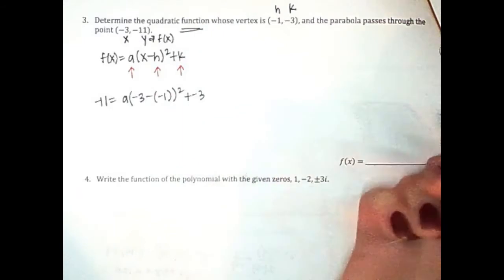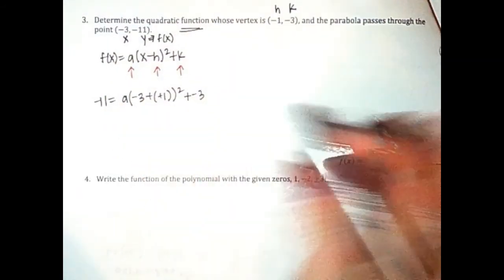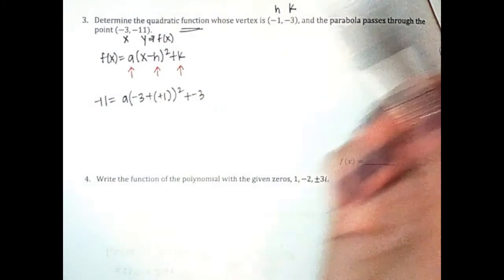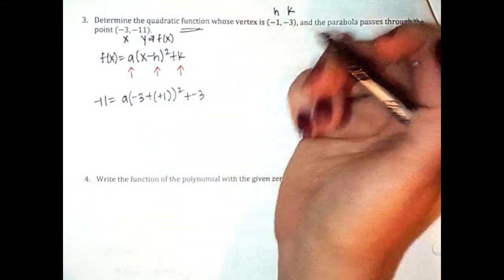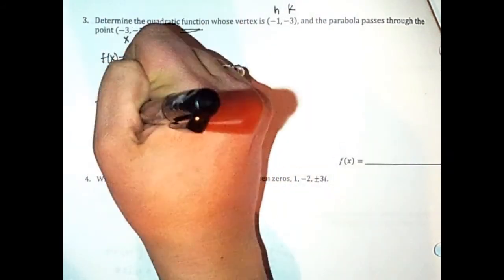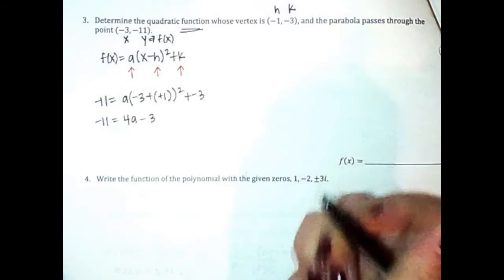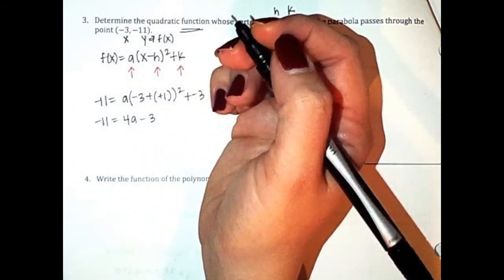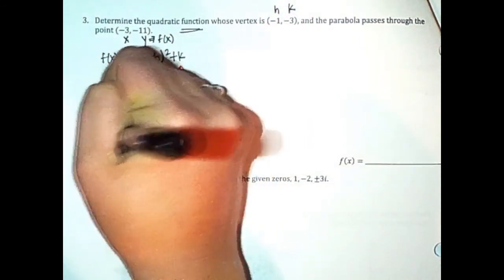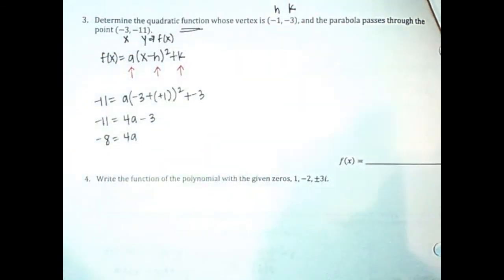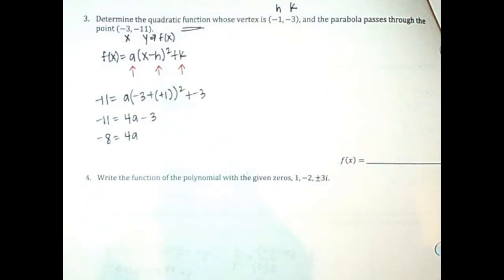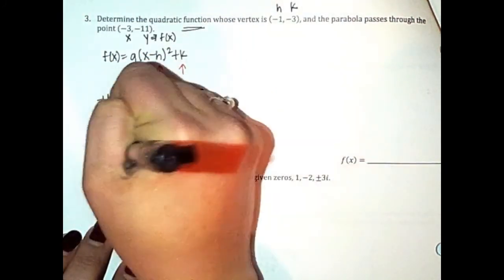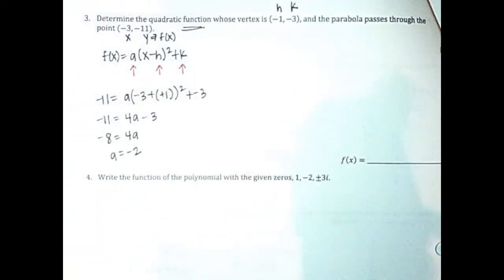Okay, so at this point, I would make this a positive, and then I would continue. So negative 3 plus 1 is negative 2, and negative 2 squared is 4. And then I would add 3 to both sides to get negative 8, which is equal to 4a. I would divide everything through by 4 to get a all by itself. And now I have a is equal to negative 2.